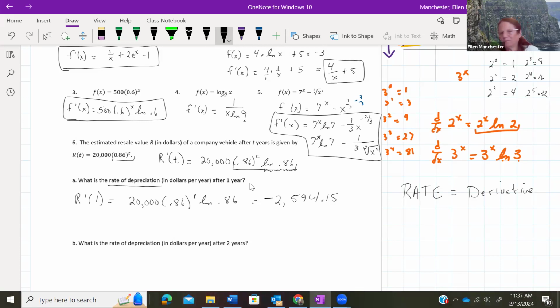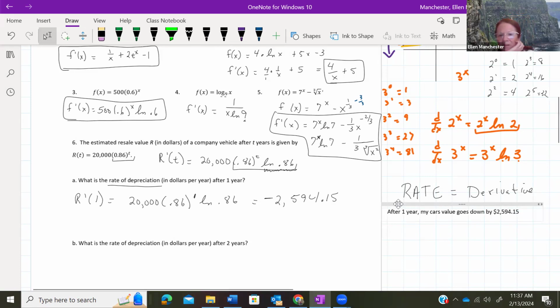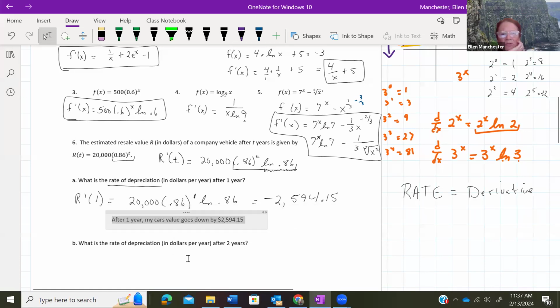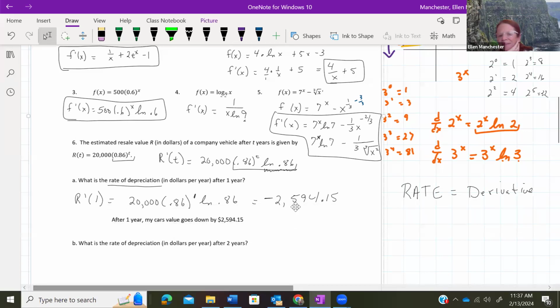So here's what this means. Let me type it out. After 1 year, my car's value goes down by $2,594.15. That's what that whole depreciation, rate of depreciation means. Now, that doesn't look like very much, right? That looks like that's not that big of a deal.